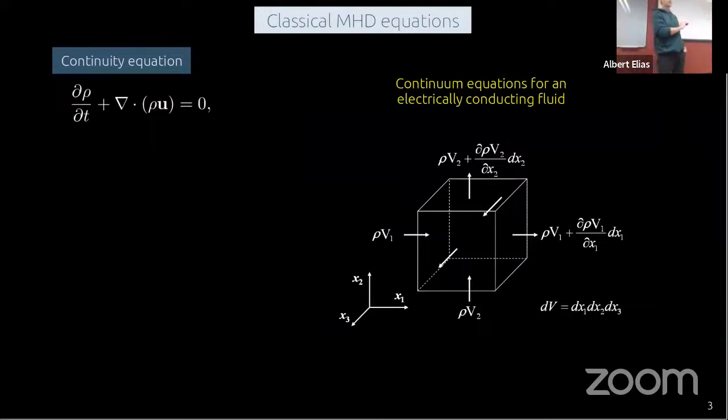This is the scary slide of equations. I'll show you the full set of magnetohydrodynamic equations. The first one is the continuity equation, which is only mass conservation. When you go to a fluid element and you ask how the density changes, it changes according to how much flux there is through the walls of this fluid element. And you get this first equation.